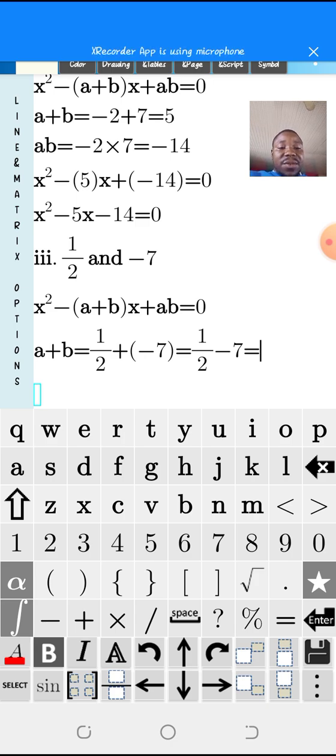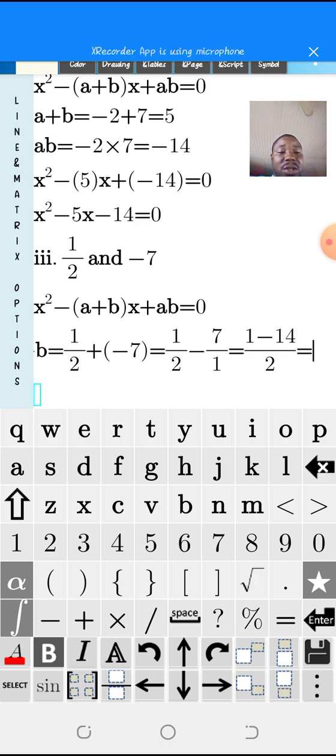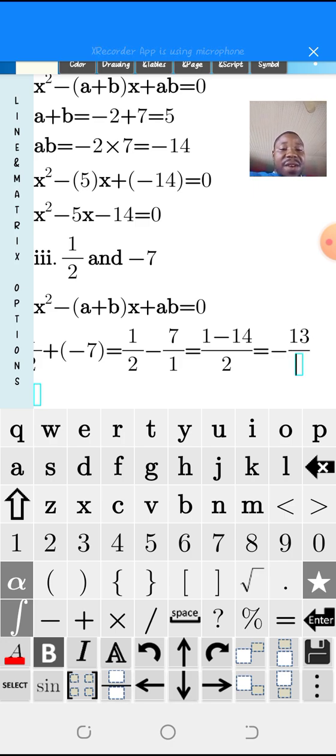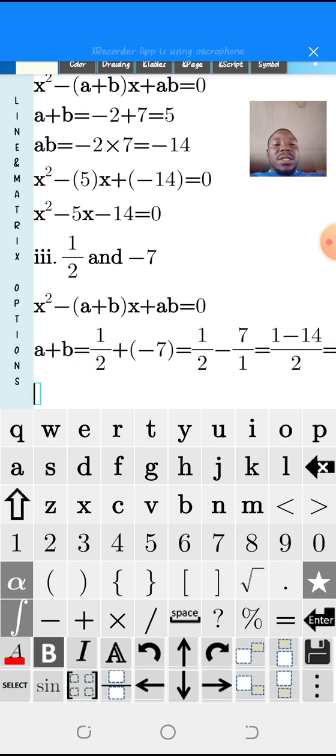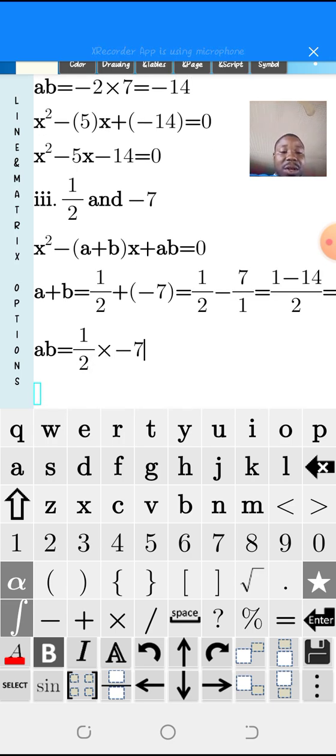And then 7 is just the same thing as 7 over 1. So when you look for the LCM here, you see the LCM is 2, and 2 divided by 2 is 1, 1 times 1 is 1, minus 2 divided by 1 is 2, 2 times 7 is 14. And then this is just minus 13 over 2. So now that becomes the a plus b value. So let's quickly look at ab. So ab now is just the multiplication, and that is 1 over 2 multiplied by minus 7. So this is just the same thing as minus 7 all over 2. So that becomes the product.